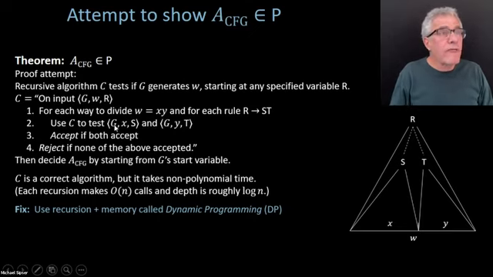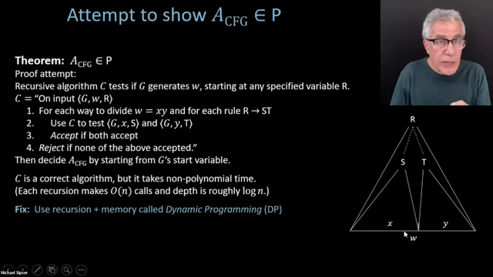If you look at the number of possible different subproblems here, once I give you G and W, how many different subproblems G, S, and T are there? Well, all of those strings are going to be substrings of W. There's only roughly n squared substrings of W.